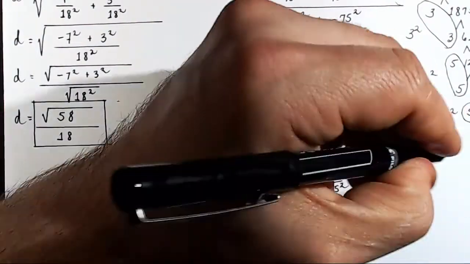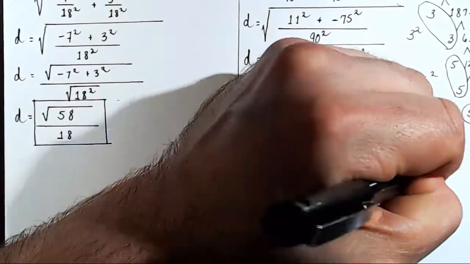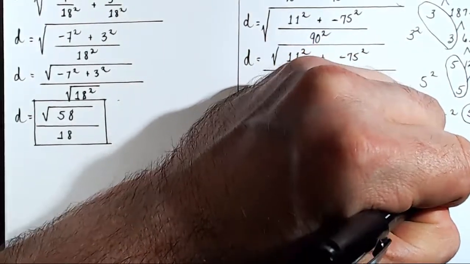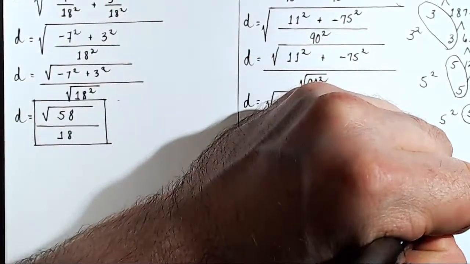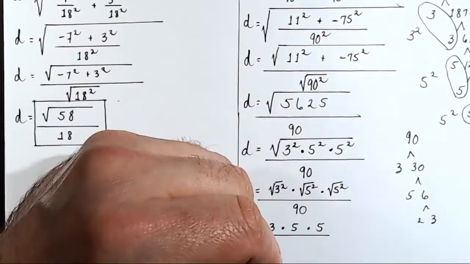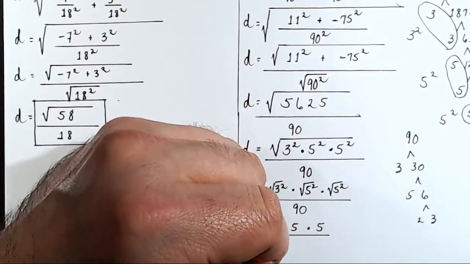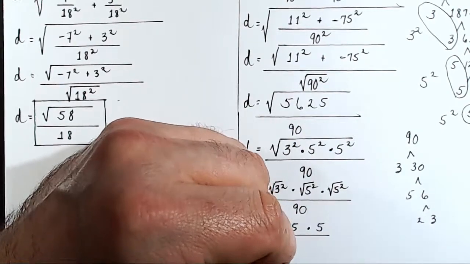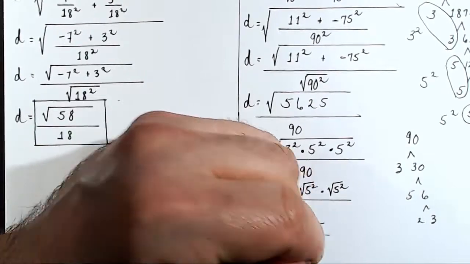And I'll start by doing 3. That's 3 times 30. And 30 is 5 times 6. And 6 is 2 times 3. Okay, I should have started with 2. It doesn't matter. So I'm going to rewrite 90 as the product of its prime numbers. And I'll do it in order: 2 times 3 times 3 times 5.